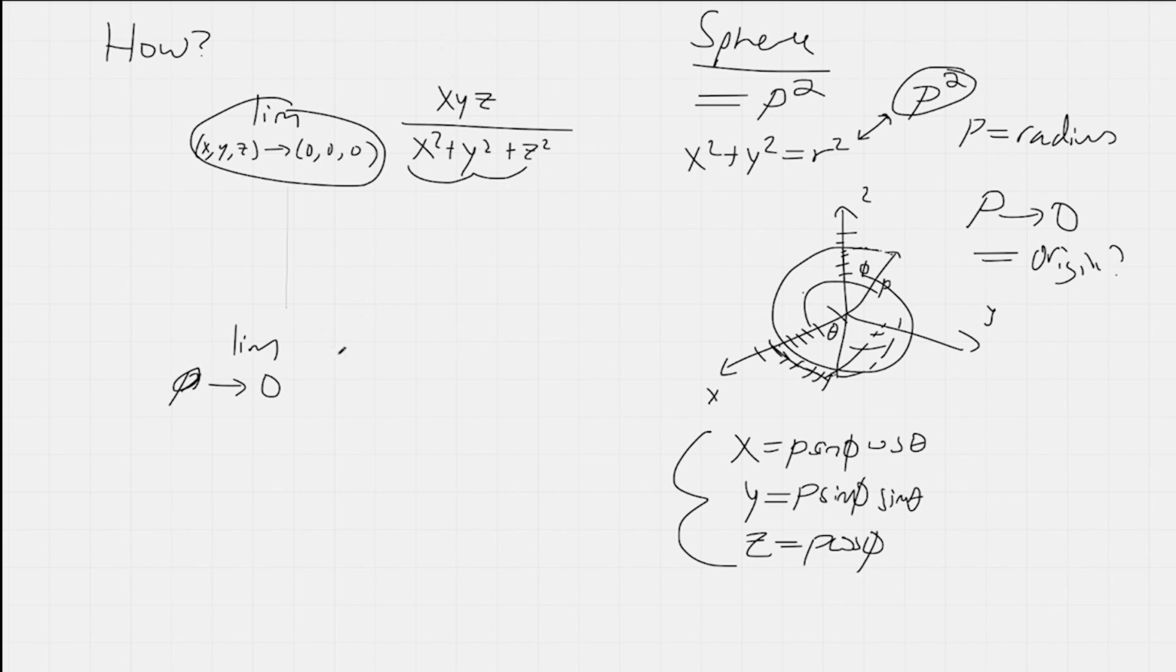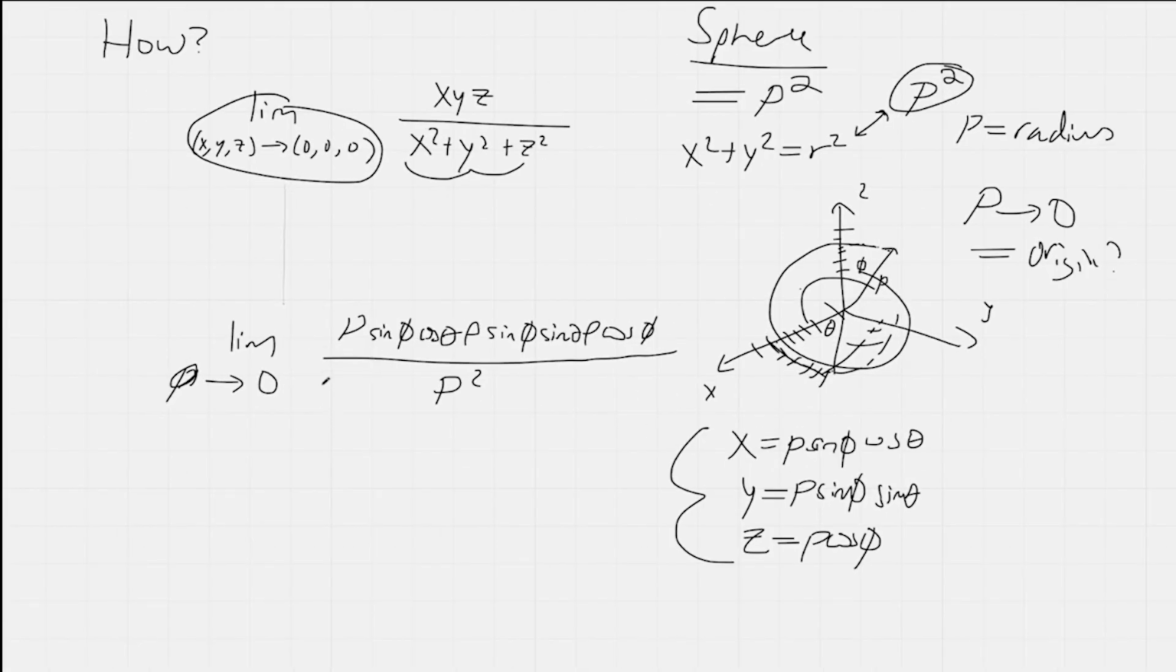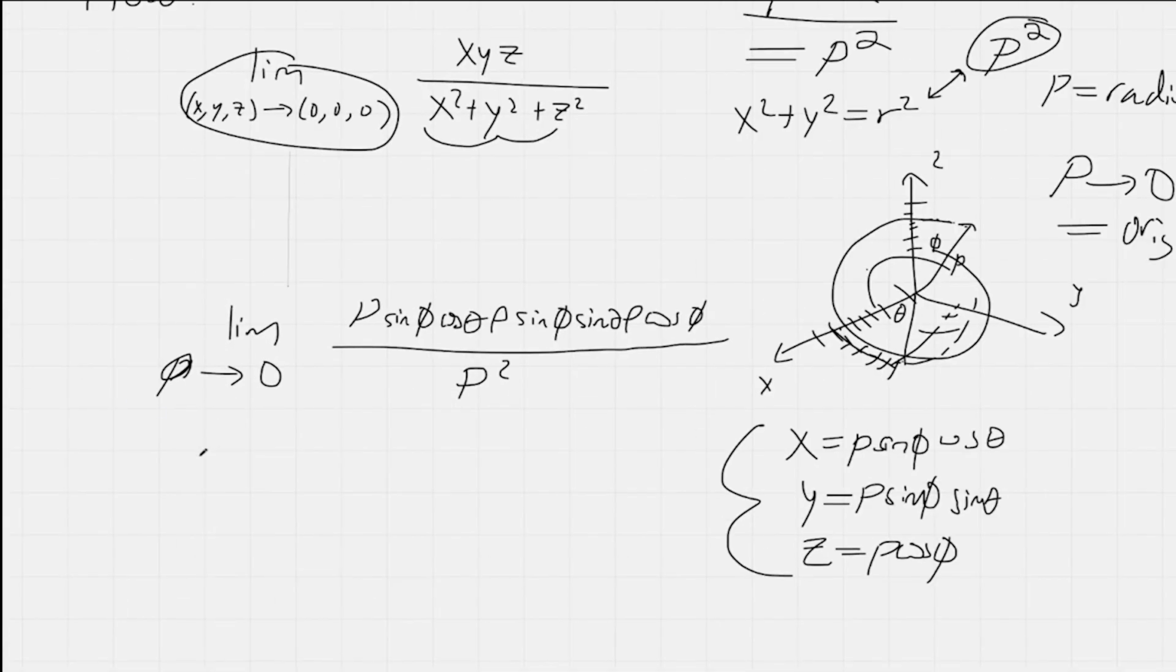So now we can do the substitution. x is rho sine phi cosine theta. y is rho sine phi sine theta. And z is rho cosine phi. Over, we know that this is rho squared from the equation of a sphere. There we go. So now we have this limit, and we will simply evaluate it.